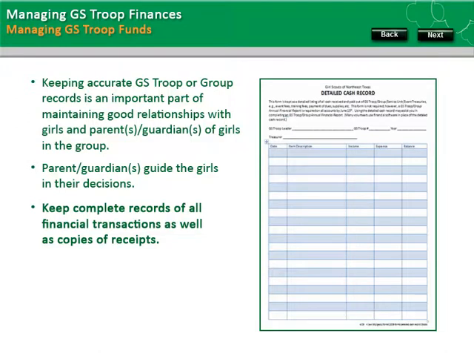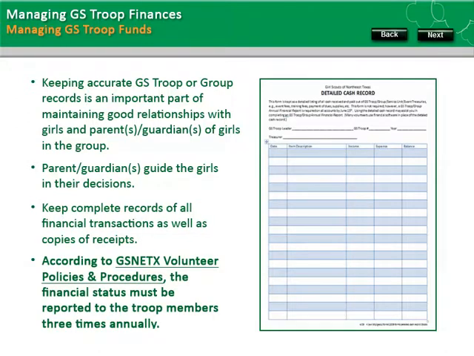often this is. According to GS-NetX Volunteer Policies and Procedures, the financial status must be reported to the troop members 3 times annually. One of these reports should include a copy of the annual troop financial report. The format of the other reports can be defined by the treasurer. It should show the details of all expenses and income to the troop.